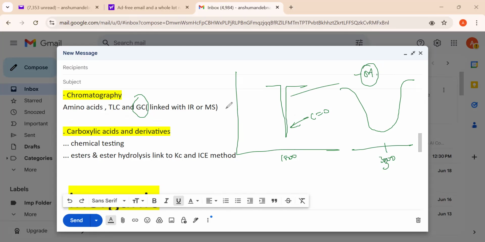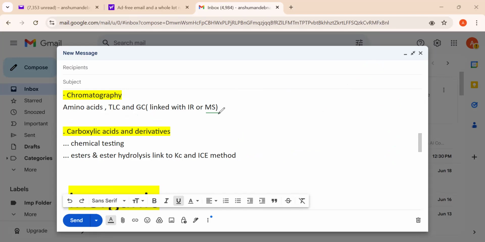Yeah, mass spectroscopy, you will be finding three kinds of question. One is the fragmentation, one is the molecular weight determination. Second is the isotopes, right? The isotopes graph, right? The percentage abundance. And finally, for the AQA people, right, you'll be having the TOF, time of flight. Now, finally, about the carboxylic acid and the derivatives, the chemical testings, yeah, esters and the ester hydrolysis, right? This linking with the Kc and the ICE method is also on the cards.